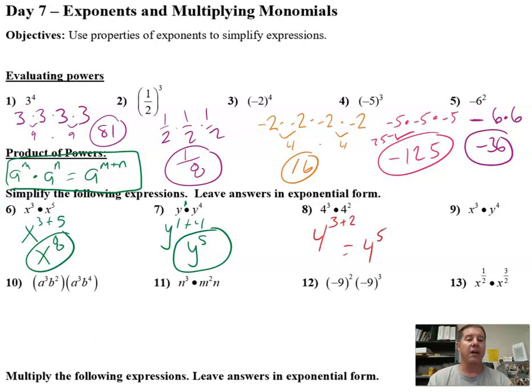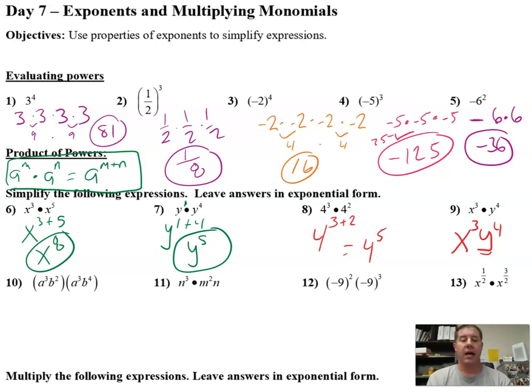Okay? On number 9, x to the 3rd times y to the 4th. My bases aren't the same here, so I cannot go and add exponents. I can't put those together. I mean, I kind of put them together as far as I get rid of that multiplying sign, and I just put them right next to each other, which implies multiplication. But this would just be written as x to the 3rd, y to the 4th.